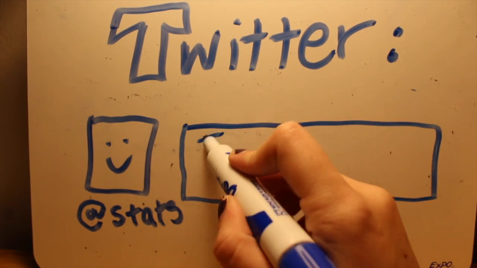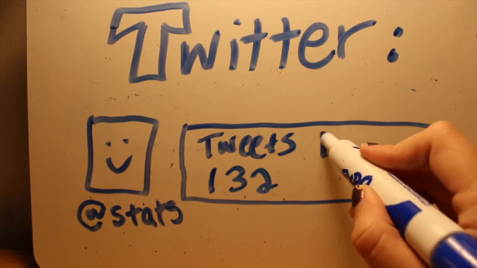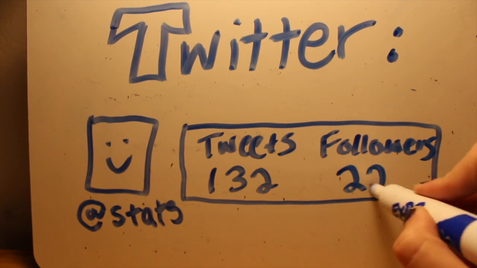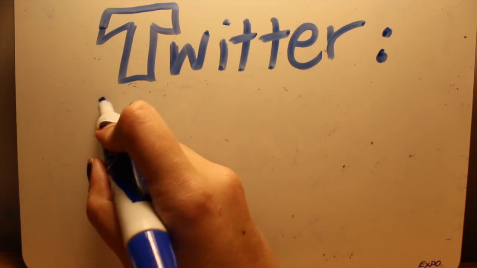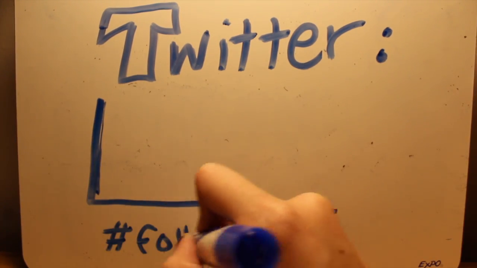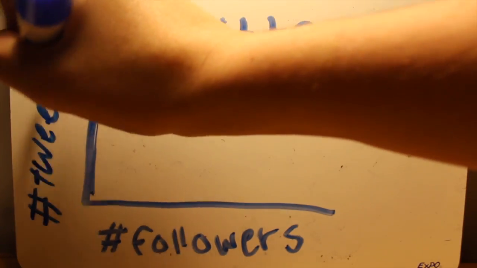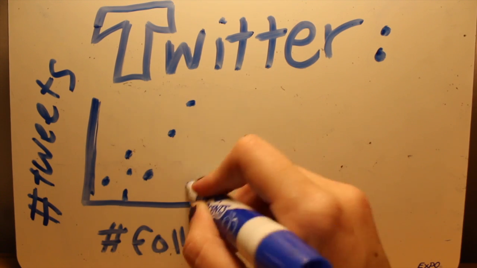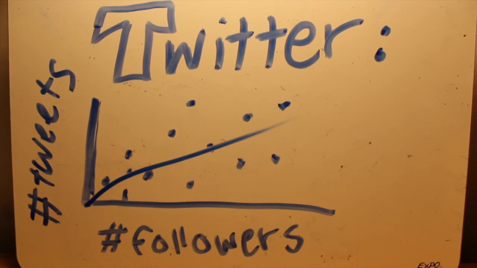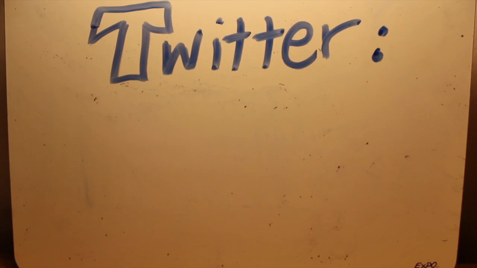At the top of every Twitter profile, there are stats for the number of tweets the profile's made, as well as the number of followers the profile has. I then plotted my collected data on a scatter plot that related the number of followers to the number of tweets. I continued to do this with the rest of my data and calculated the least squares regression line.